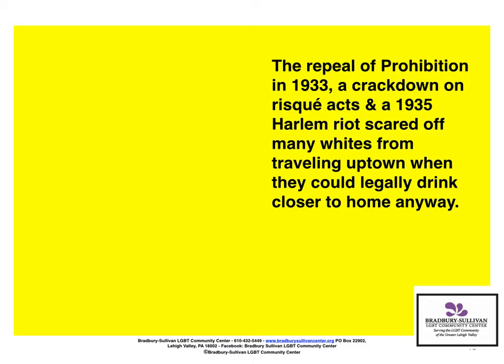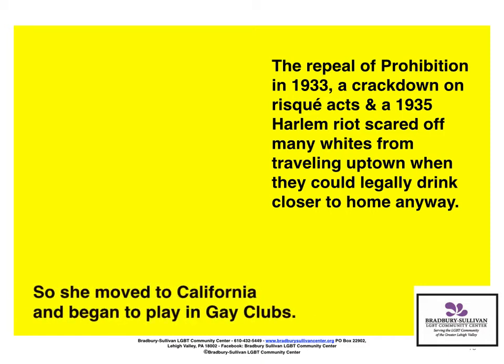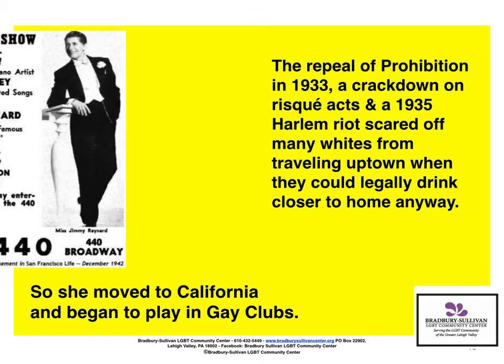There was also a crackdown on risque acts, and certainly Gladys Bentley's act was risque. And in 1935, there was a big riot in Harlem that scared a lot of white people, and people were afraid to go there because, after all, they could get a drink downtown now. They didn't have to go to Harlem to get alcohol. So Gladys Bentley moved to California and began to play in gay clubs.